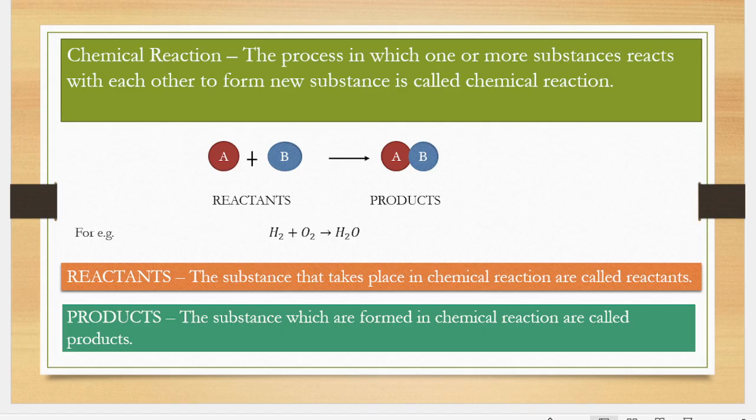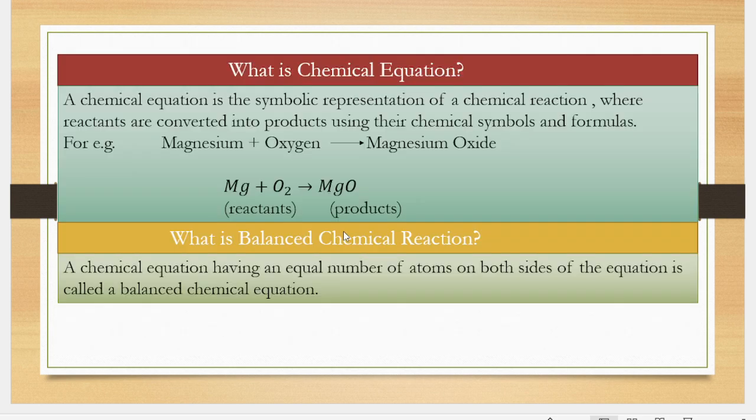Example, you can see here hydrogen reacts with oxygen and forms water. H2 is hydrogen. Hydrogen reacts with oxygen and it forms hydrogen oxide. This is your water. Okay. This is the reactant and this is your product. Next. Now, what is a chemical equation?